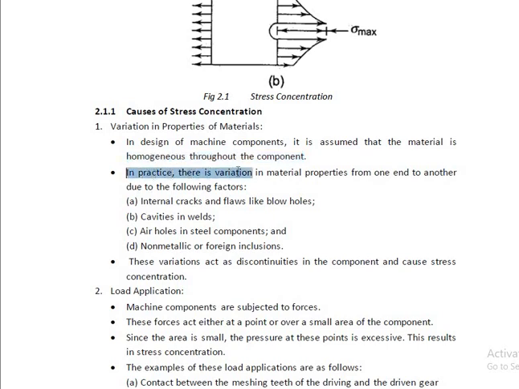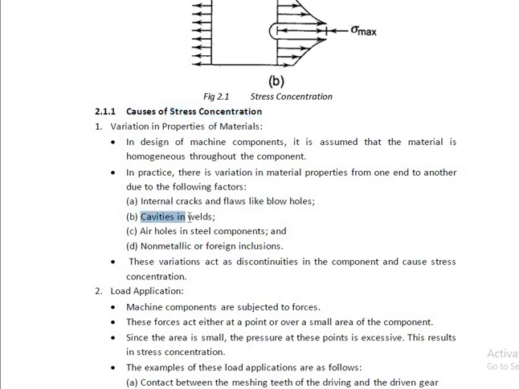But in practice, there is a variation in material properties from one end to the other due to the following factors. Which factors cause the stress concentration? Internal cracks and flaws like blowholes. If there are internal cracks in the material and flaws like blowholes, which occur at the time of the manufacturing processes, heat treatment processes, or casting, these cause stress concentration and a change in the property of the material.